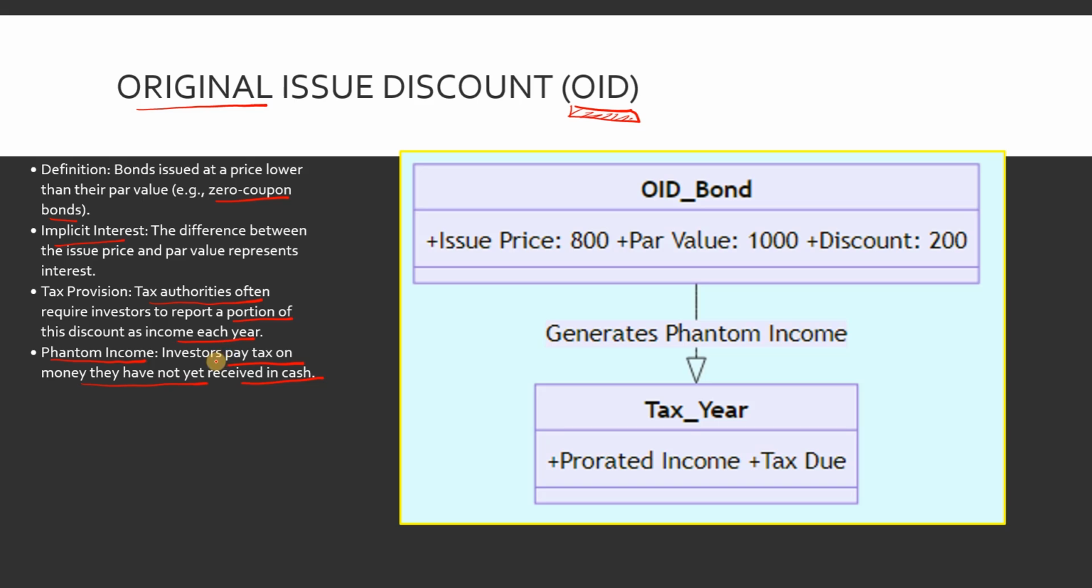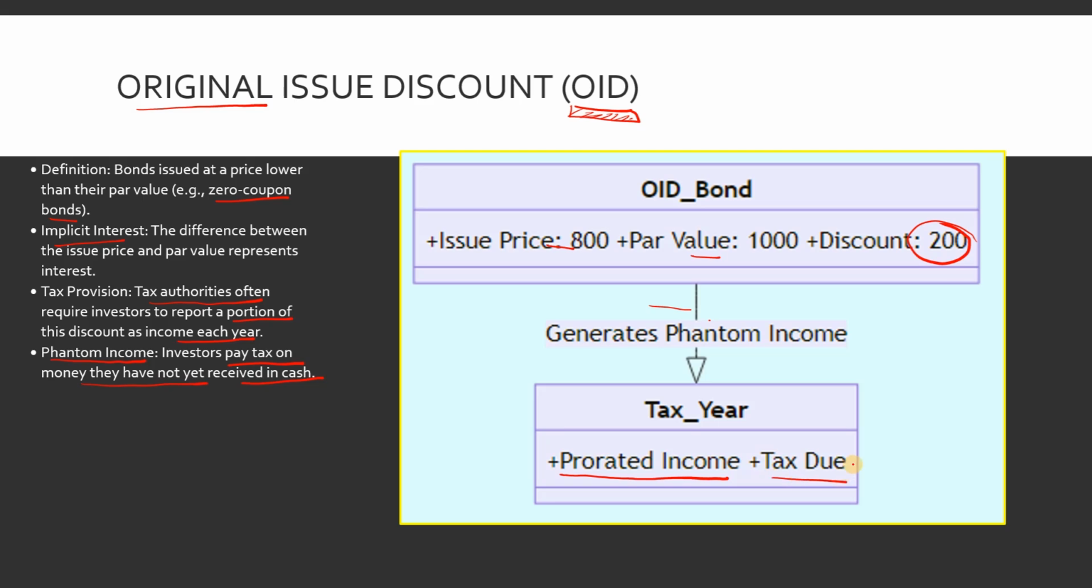The slide defines OID and the concept of implicit interest. The tax provision creates phantom income, which requires careful planning. As an analyst, you must warn your clients about this. If they invest heavily in zero-coupon bonds, they need a separate cash bucket to pay the annual tax bill. Even though the bond is growing in value every year, it isn't putting cash in your hand until the very end, and the taxman isn't willing to wait 10 years for his share.